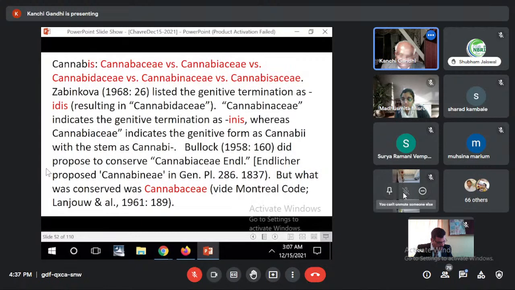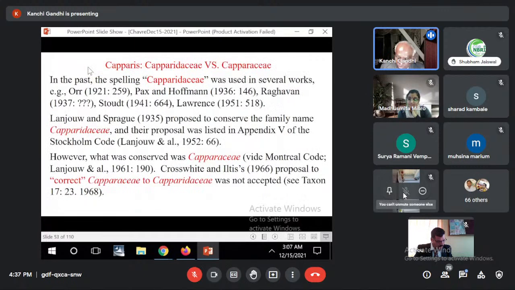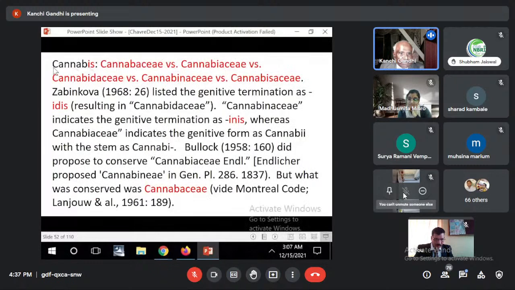If this is the genitive form, cannabis, we remove the IS, retype cannab, to which we add ACEAE to make it Cannabaceae. This is how the code in 1961 settled it. Prior to that, there were five different family names, all derived from genus Cannabis.